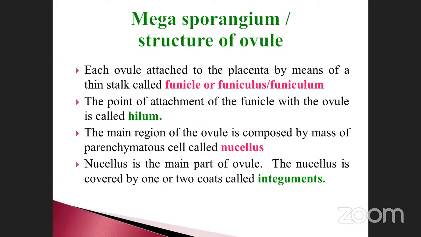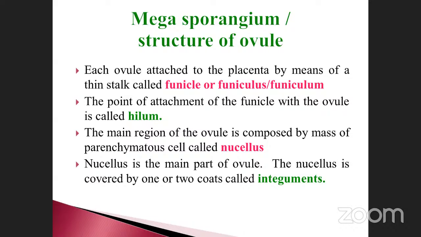What are the basic principles? They may ask like that. Each ovule is attached to the placenta by means of a thin stalk called the funicle. I will show you what is called the funicle, otherwise called funiculus or funiculum. The ovule is attached to the placenta by means of a stalk called the funicle.